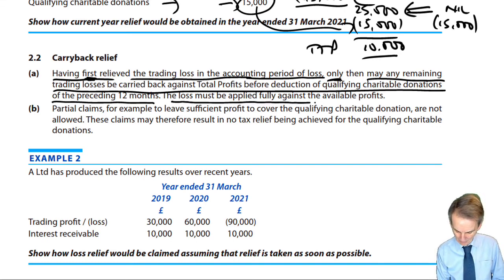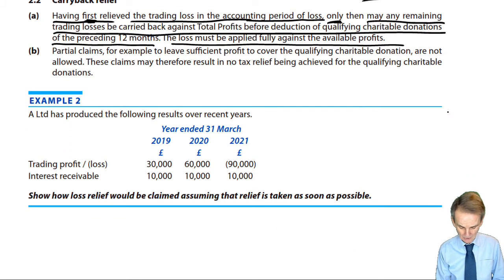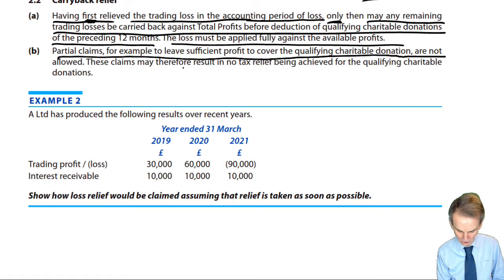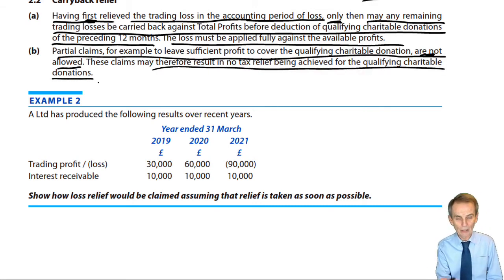The loss must be applied fully against the available profits. There are no partial claims allowed. Partial claims, for example, to leave sufficient profit to cover the qualifying charitable donations, are not allowed here. These claims may therefore result in no tax relief being achieved for those donations, the point that we made a moment ago. Now, just one final example to finish off this particular session. We'll return to losses in our next lecture, as we said.